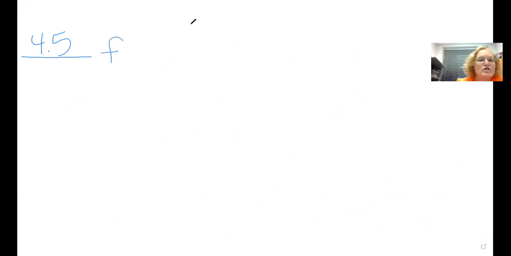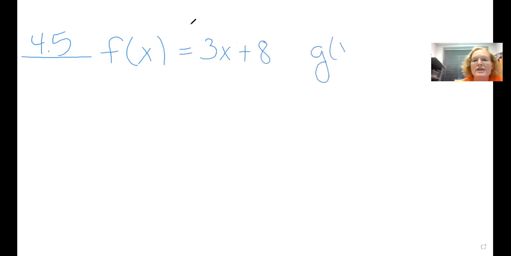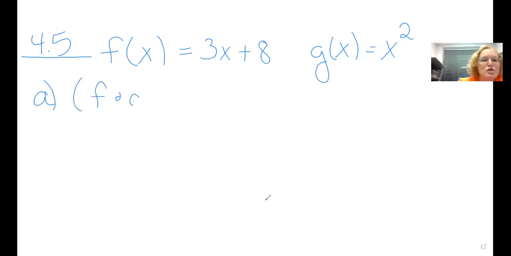So let me give you two functions. For right now, we're going to let f of x be, how about 3x plus 8? And we are going to let g of x be x squared. Okay, so we're going to do a couple of things with this, but we're going to use the same f and the same g throughout the entire part of here. So the first thing we're going to do, I'm just going to call this part A, is we're going to find f with this open circle g of x.